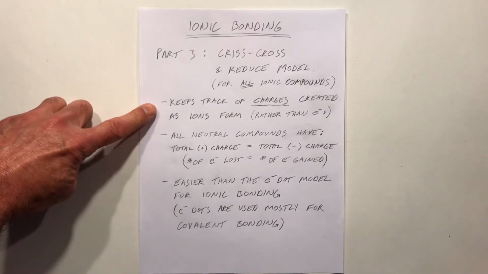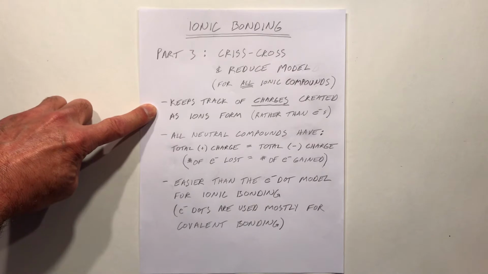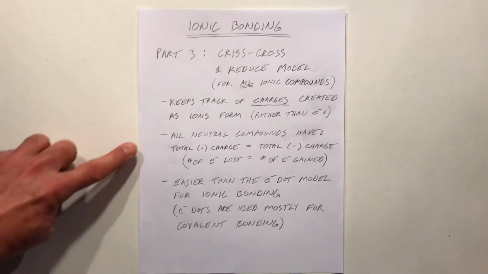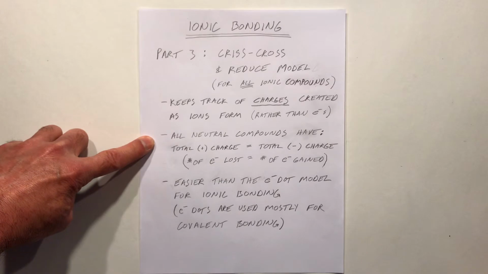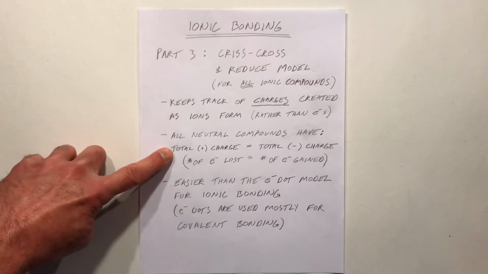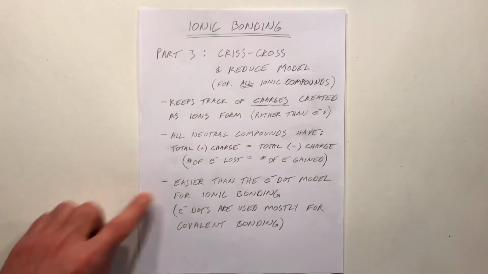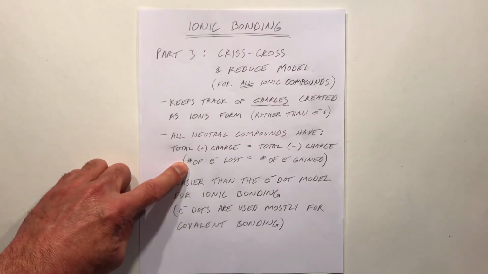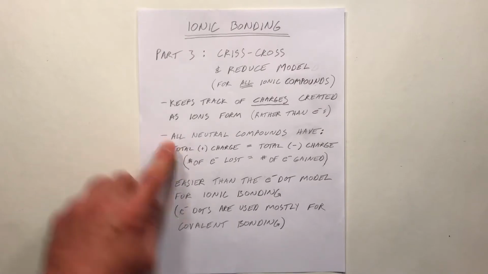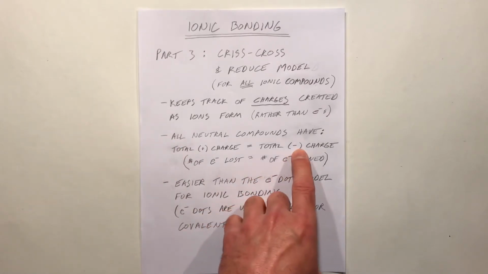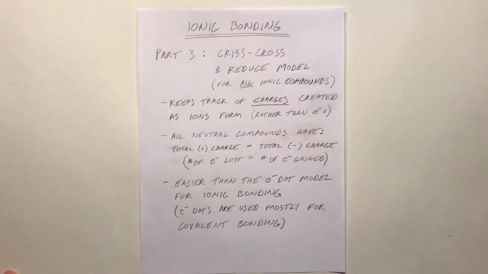In this model, we keep track of the charges that are created as ions form, rather than keeping track of the electrons as we do using the electron dot model. Remember that when compounds form, they're always neutral. That means the total positive charge equals the total negative charge for the ions that are in the compound. And really what that means is that the number of electrons lost in creating the positive charge equals the number of electrons gained as we create the negative charged ion.